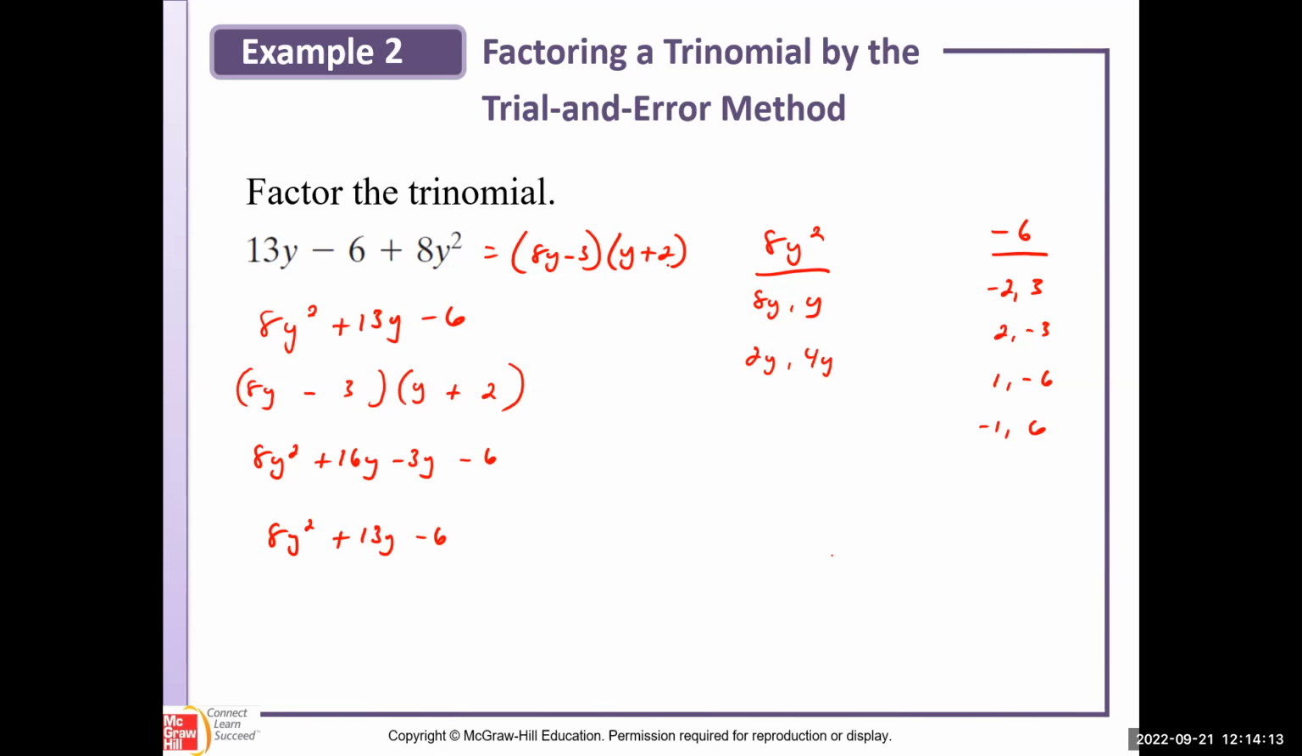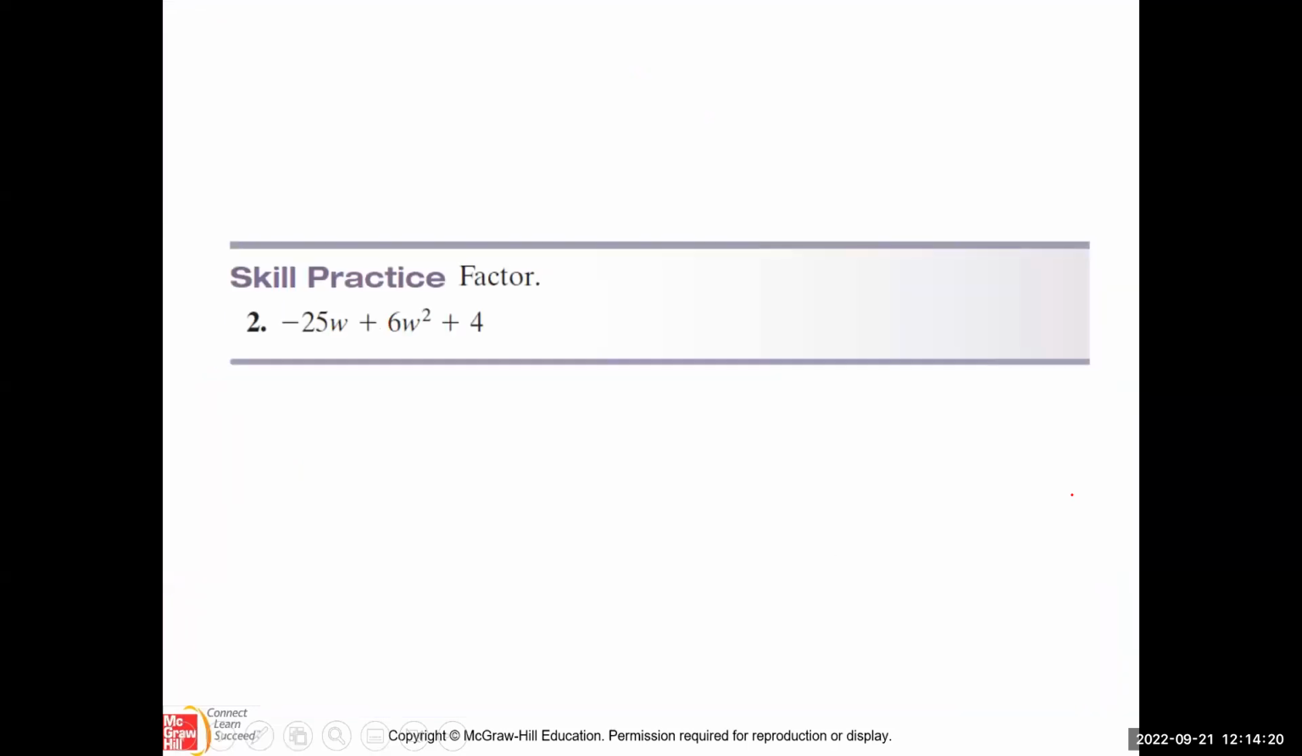Questions on this one? All right, moving on to the next one. So here we have another one. So I'm going to rewrite this one. It's going to be 6w squared minus 25w plus 4.